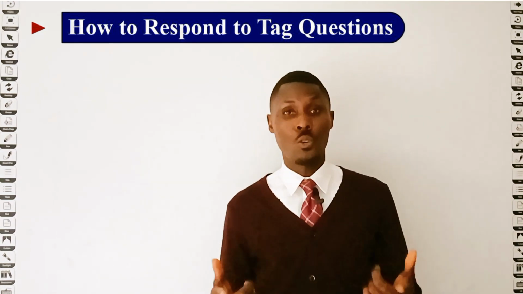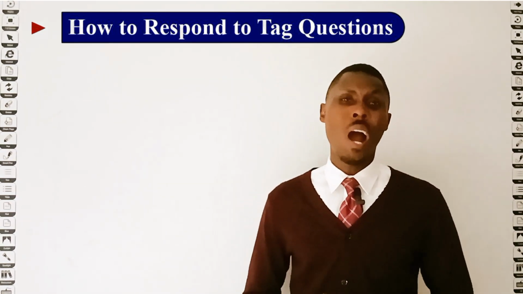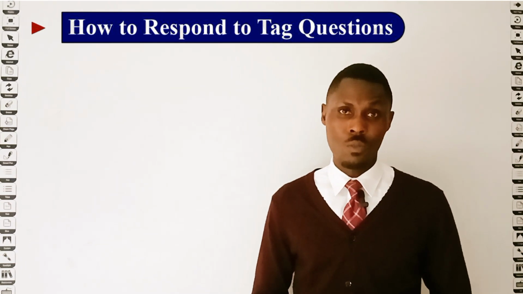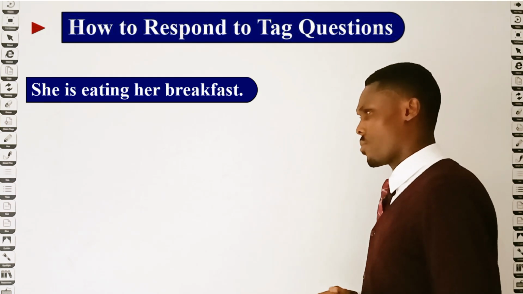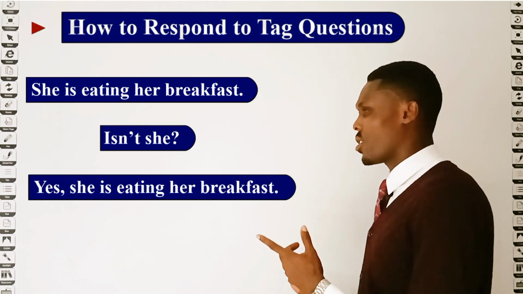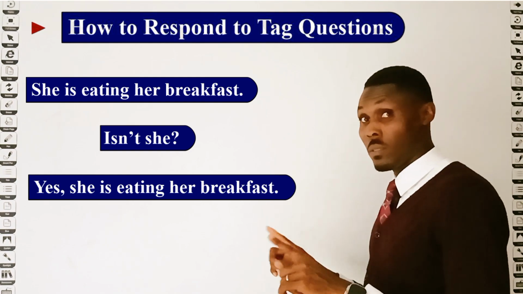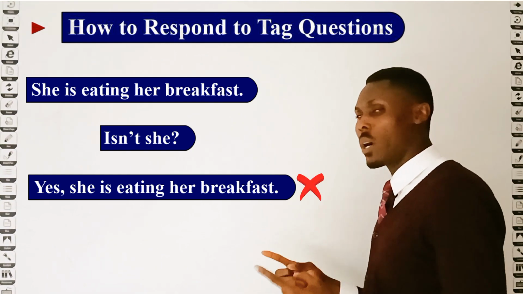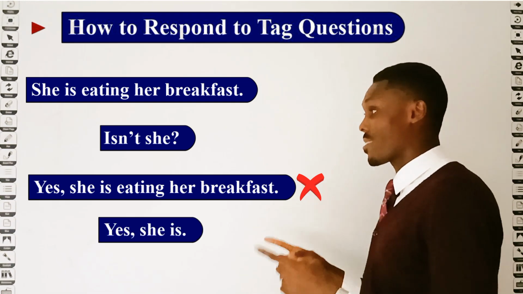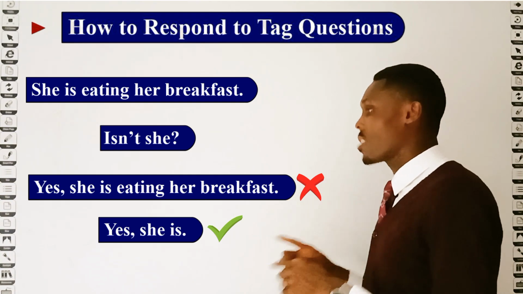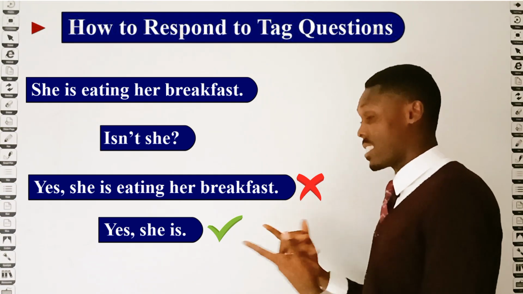But do not continue with the statement after the response. Do not say this. She is eating her breakfast, isn't she? Yes, she is eating her breakfast. That's wrong. Do not continue with the statement after the response. You just end it with the response, yes, she is. Not yes, she's eating her breakfast.